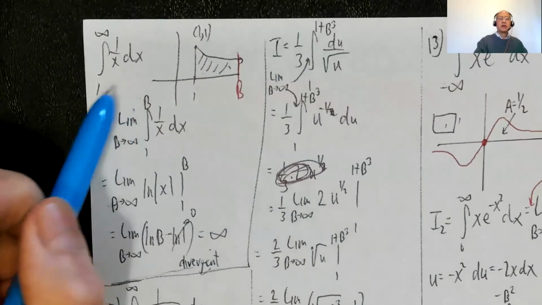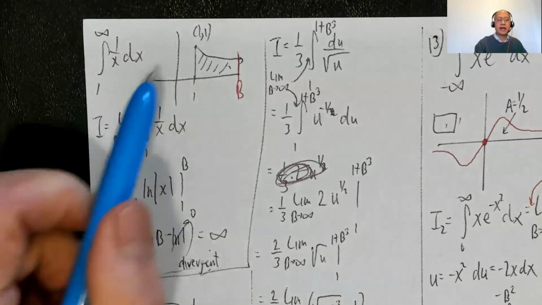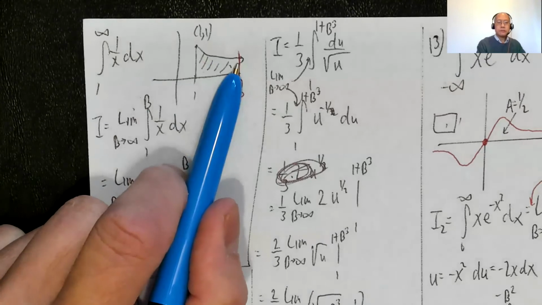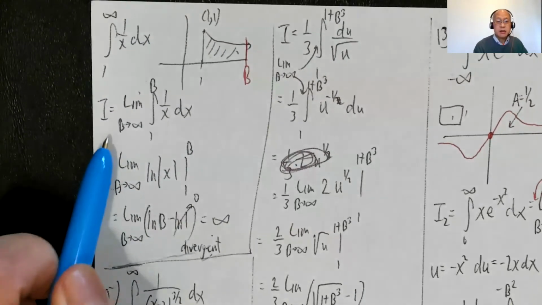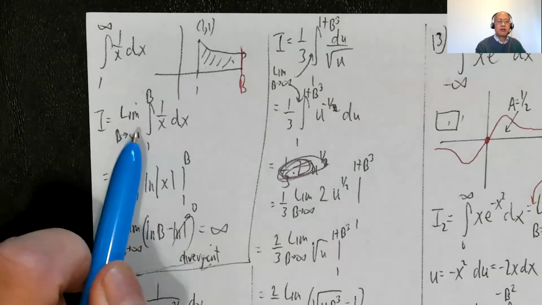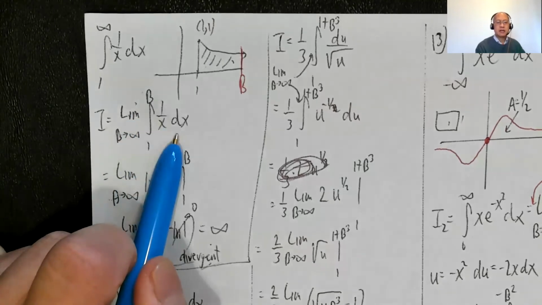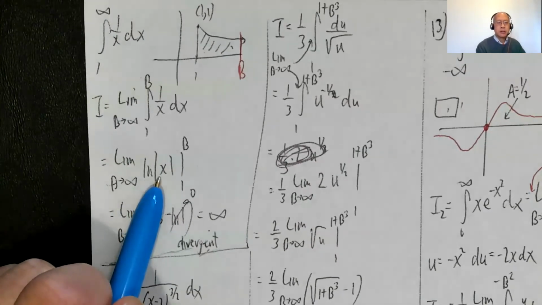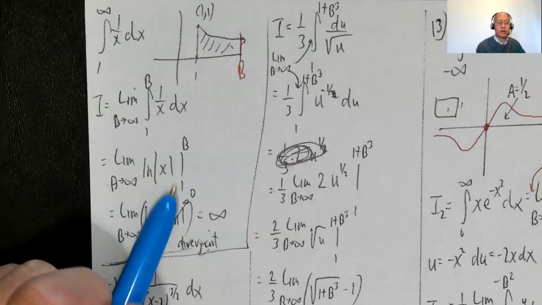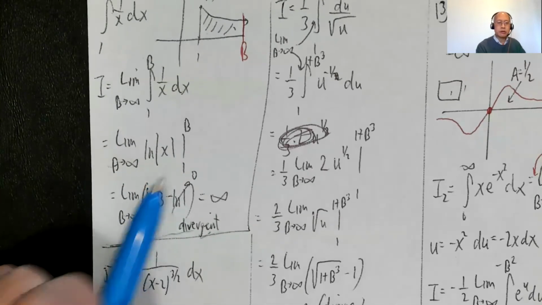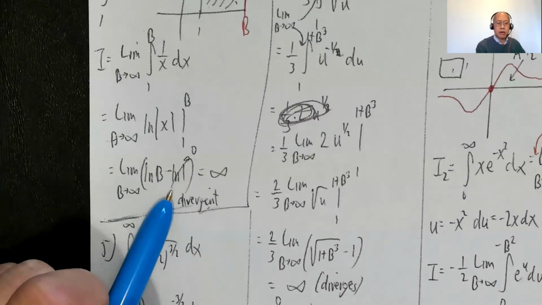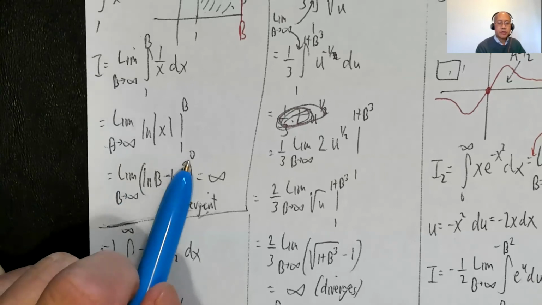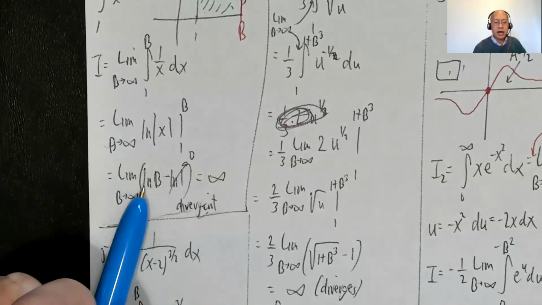Okay. Let me show you the integral from 1 to infinity of 1 over x dx. It seems to have the same general shape. Well, let's see what happens. Okay, so the limit as b approaches infinity of the integral from 1 to b of 1 over x dx. The integral of 1 over x is ln absolute value of x. So the limit as b approaches infinity of ln absolute value of x from 1 to b. b is a positive number, so I can drop the bars. 1 is a positive number, so I can drop the bars. So the limit as b approaches infinity of ln b minus ln 1. ln 1 is 0.